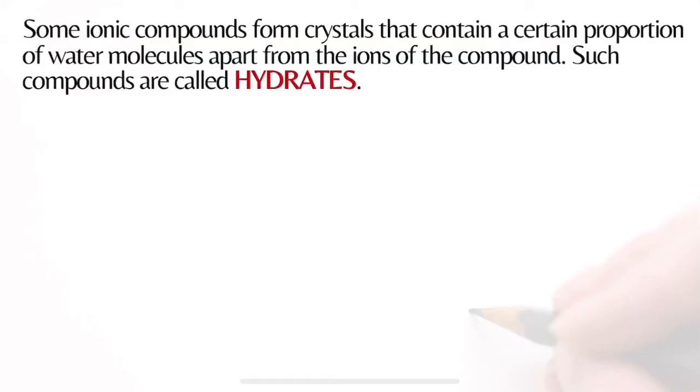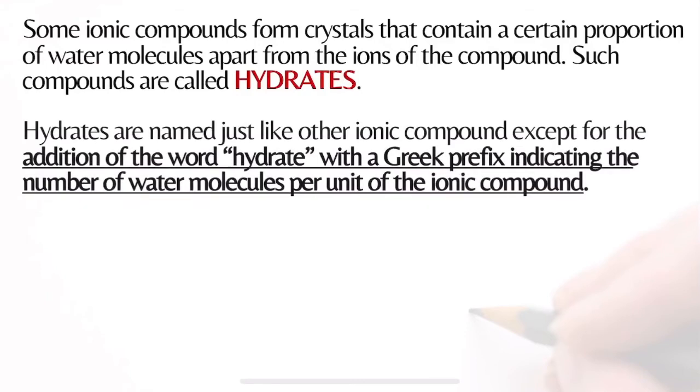Some ionic compounds form crystals that would contain a certain proportion of water molecules apart from the ions of the compound. Such compounds are called hydrates. Hydrates are named just like other ionic compounds, except for the addition of the word hydrate with the Greek prefix indicating the number of water molecules per unit of the ionic compound.